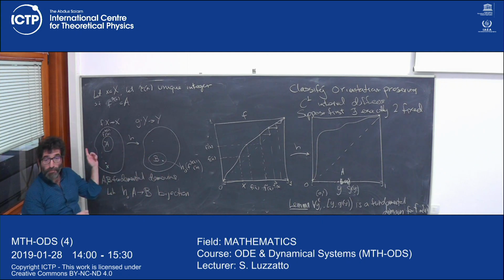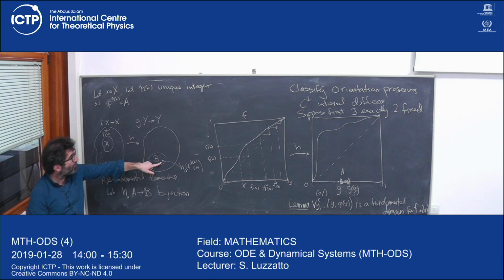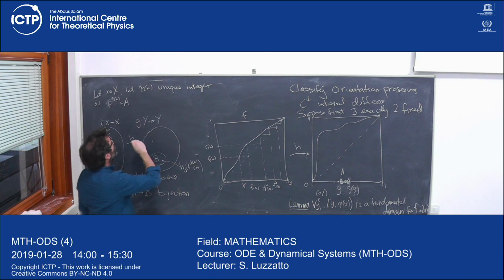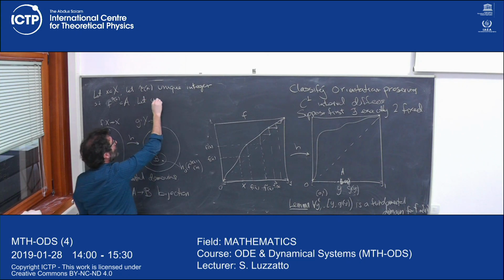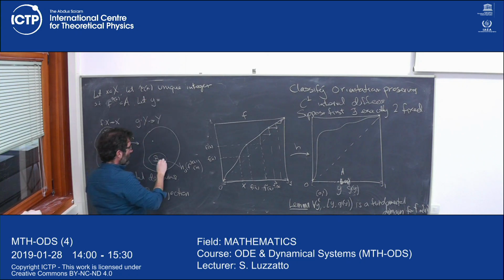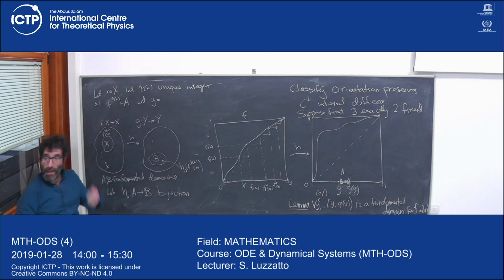This is the point that is mapped. And now what do we do to this point? And now we define another point here. So let y is equal to, what do we do with this point? We iterate backwards by g minus tau of x. I mean backwards or forwards, minus tau.